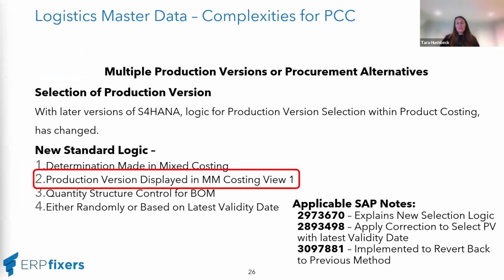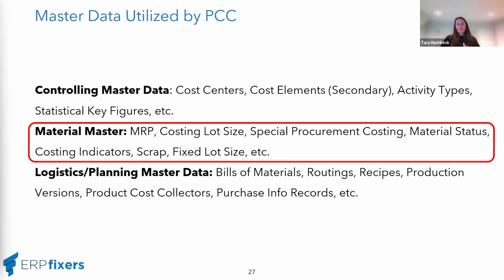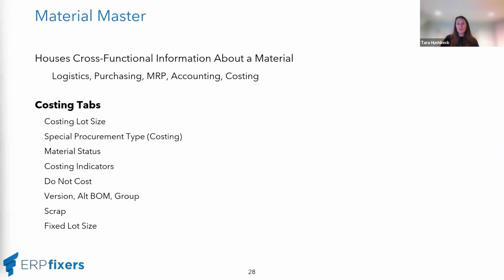So now I want to look at, maybe you say mixed costing is not for us for whatever reason, and you would rather not do number one. So what does number two look like? In order to do number two, I'm going to move gears into the material master, into the second bucket of master data that's utilized by product cost controlling.